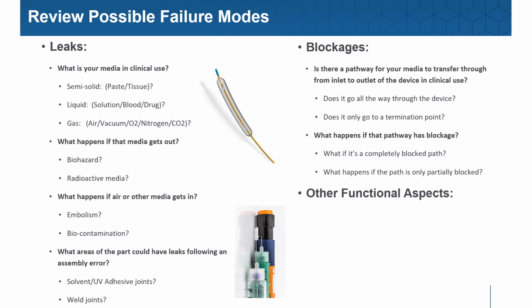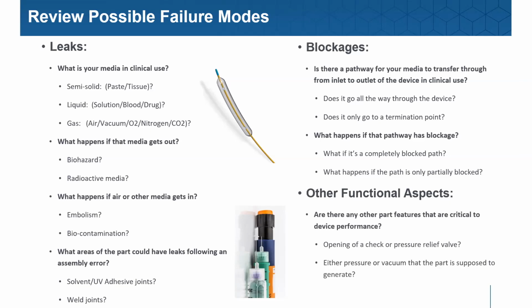Are there any other functional elements that the part has that you need to challenge or test, or is there anything else that could go wrong, I should say? Such as, is there a check valve, a one-way valve, somewhere in line with this device that there's a risk that during assembly, that valve could be compromised? Maybe it's a one-way valve, maybe it's a pressure relief valve. And is there a potential that the part you're looking at analyzing is supposed to somehow generate its own pressure or vacuum?